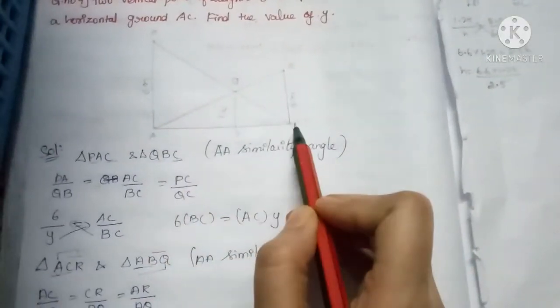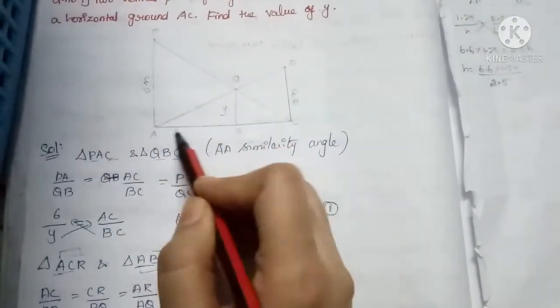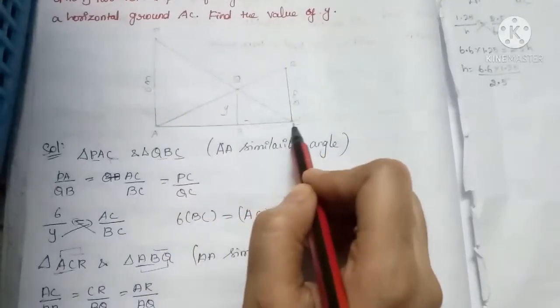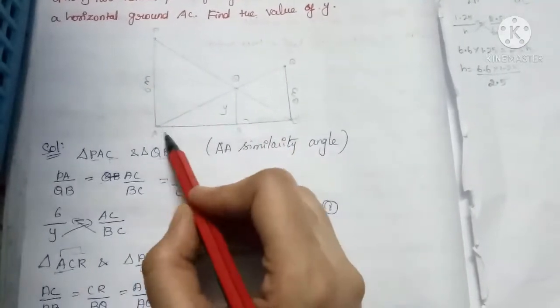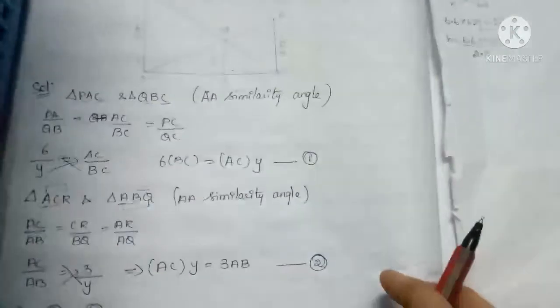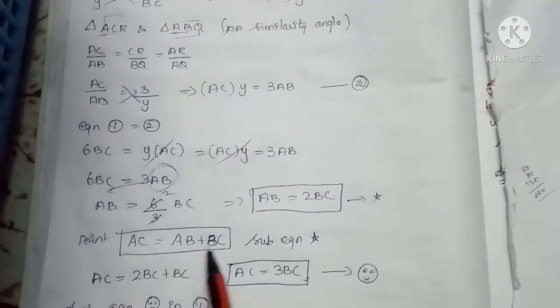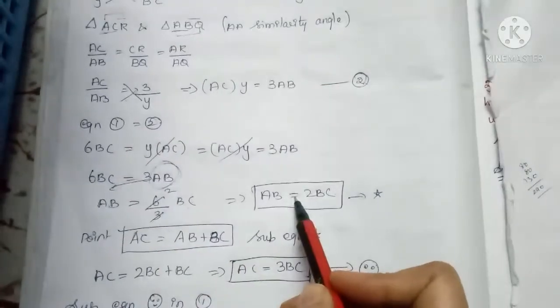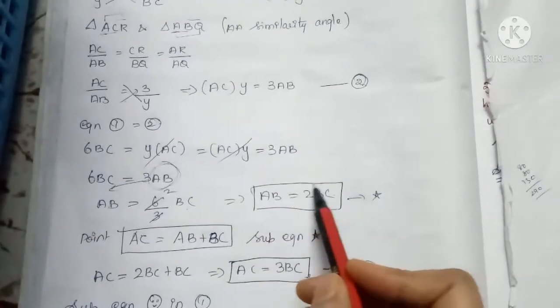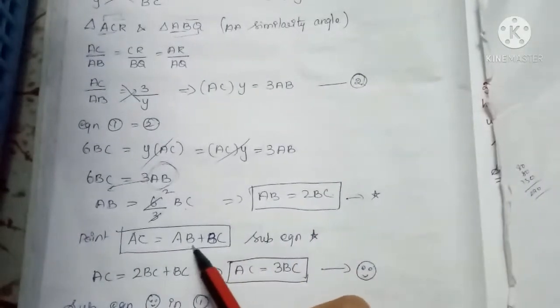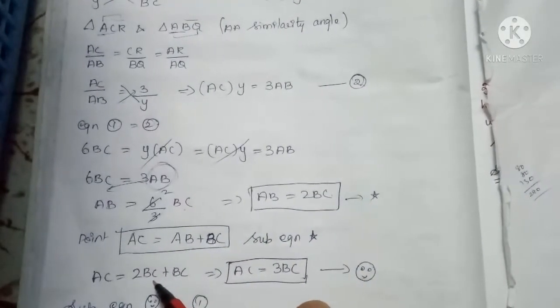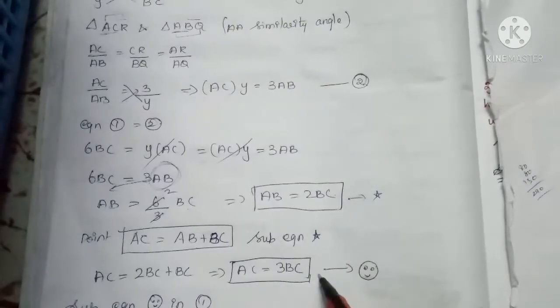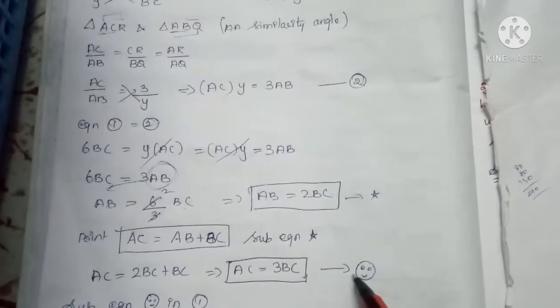Next, look at the diagram. AC, how can we write? AC is equal to AB plus BC. We can take this AC as AB plus BC. Substitute this condition in equation star. Instead of AB, we are going to substitute 2BC. So 2BC plus BC, 3BC. So AC value is 3BC. Make it as equation smiley.